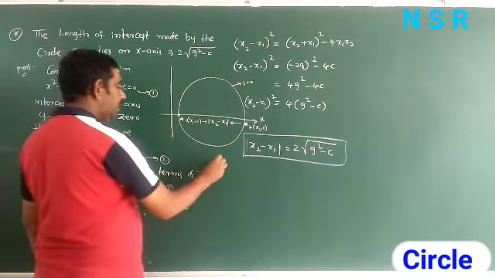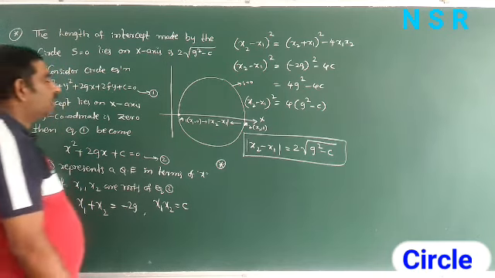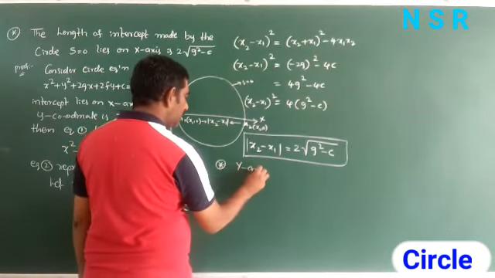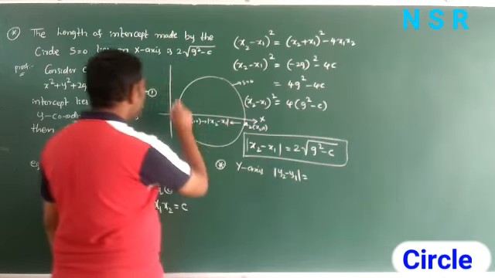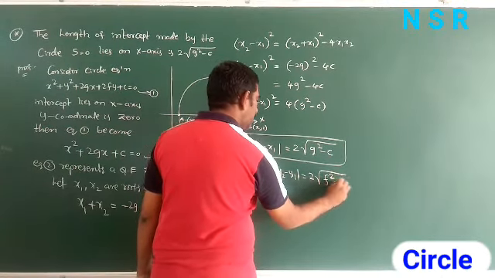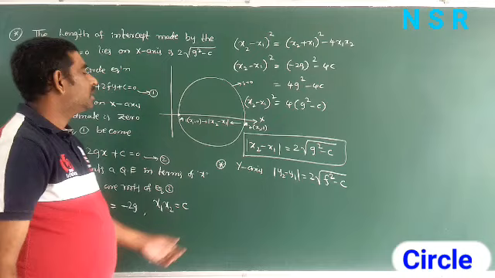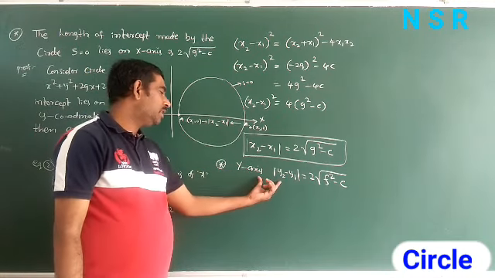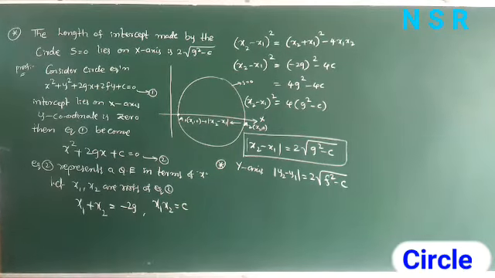Similarly, the length of the intercept made by the circle S equal to 0 on the y-axis is mod y2 minus y1, which is equal to 2 into under root of f square minus c. So this is the length of the intercept made on the x-axis and this is the length of the intercept made on the y-axis. You remember these two formulas: one is 2 into under root of g square minus c and the other is 2 into under root of f square minus c.